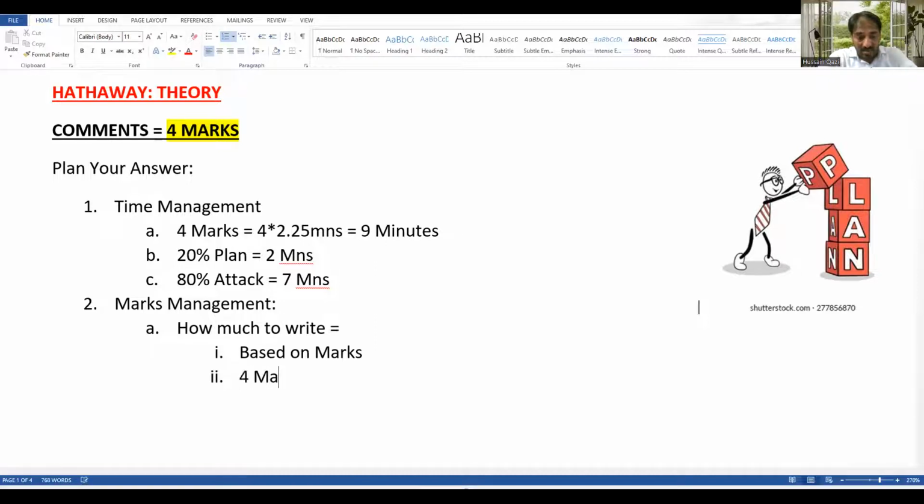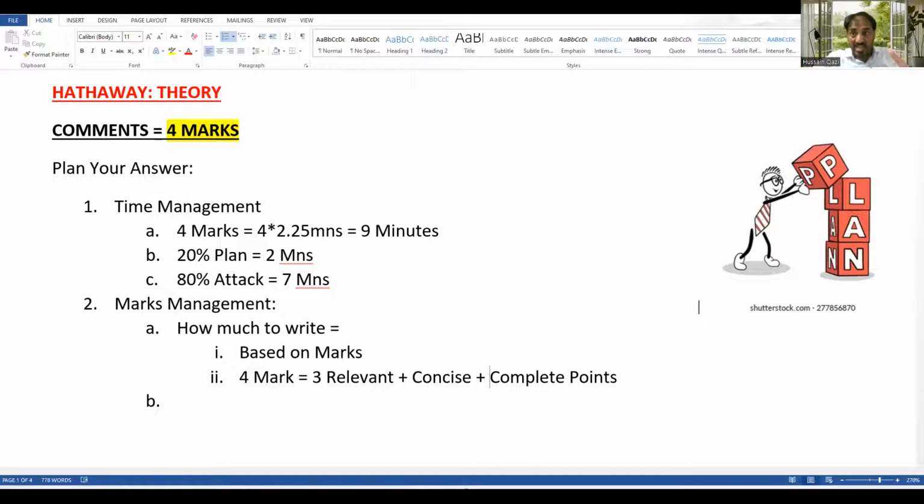Here, 4 marks, for 4 marks, that's 3 complete points. 3 relevant, concise, complete points. Relevant means relevant to the case. Do not incorporate any other things. Relevant to the case. Concise, to the point. Complete.